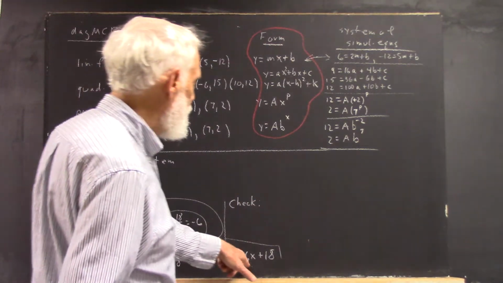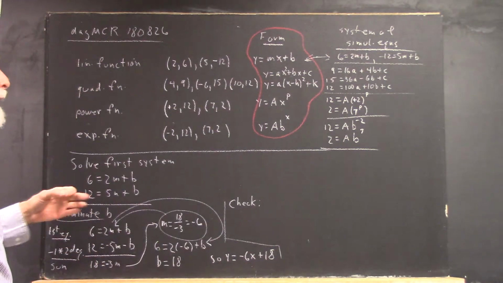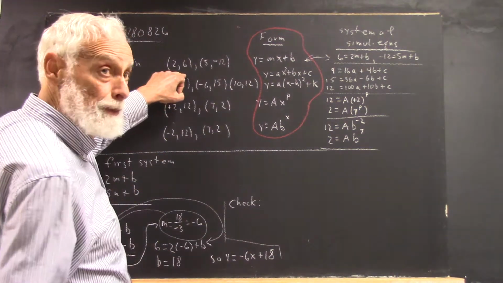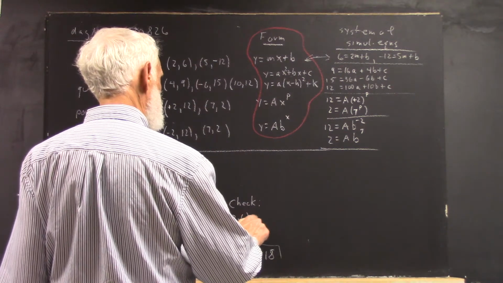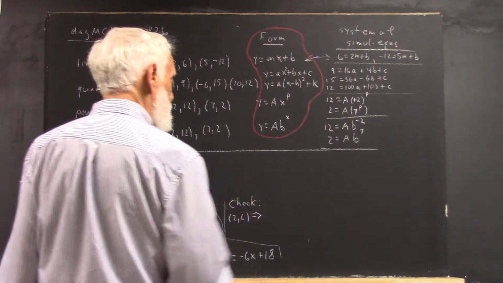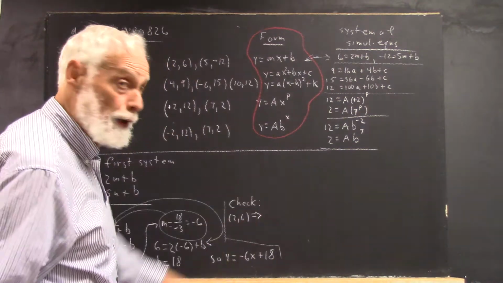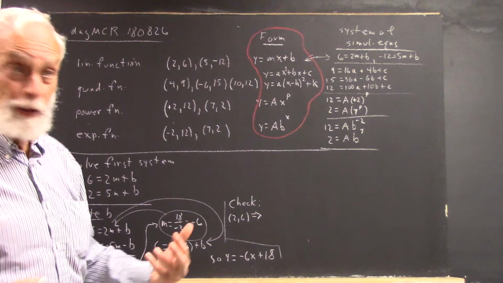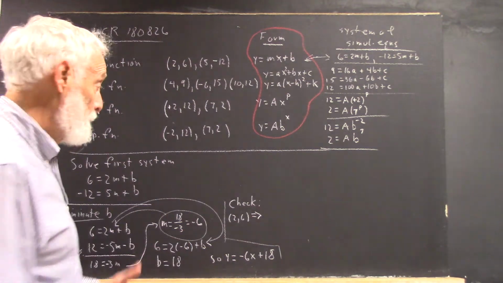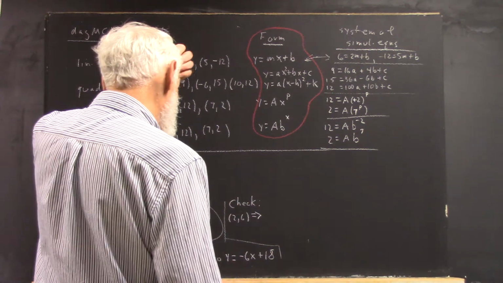Okay, y equals negative 6x plus 18. Does the point 2, 6 satisfy it? The implies symbol is like an equal sign with an arrow on it. It's not an equal sign. Equal signs only mean this is equal to this, right? Don't misuse equal signs. It gets confusing if you do.